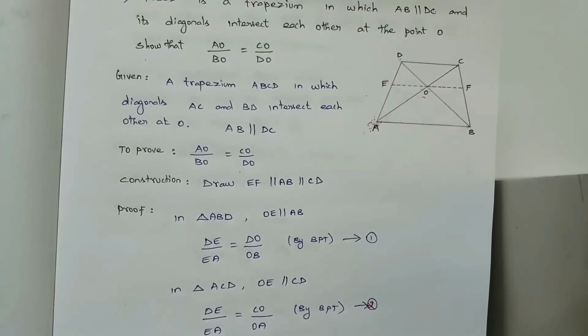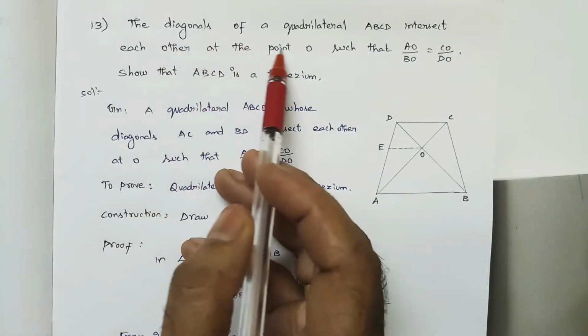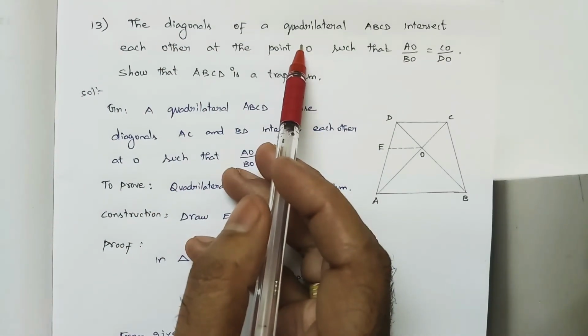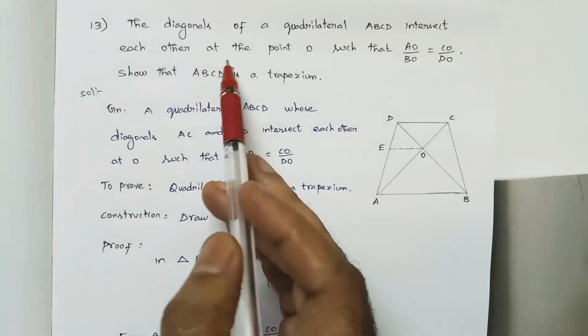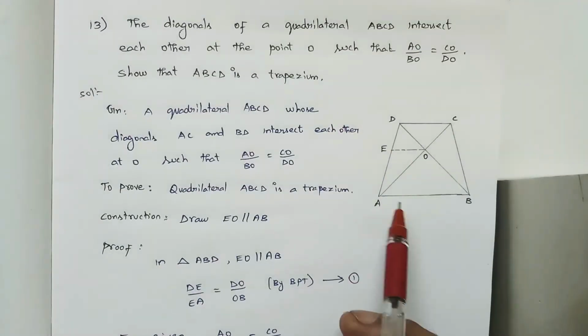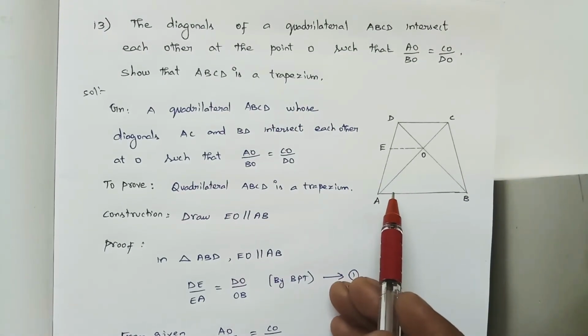So we'll see one more sum. Next, sum number 13. The diagonals of a quadrilateral ABCD intersect each other at the point O. See, they didn't give the diagram for this question, and they didn't give a diagram for the previous question either.